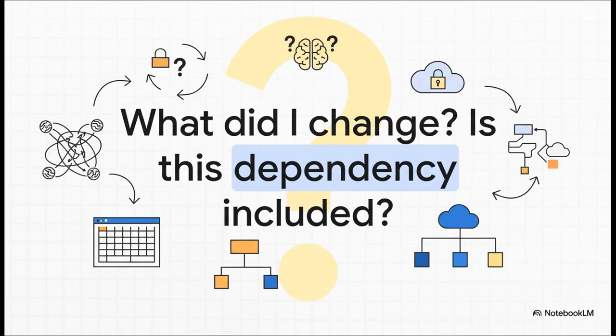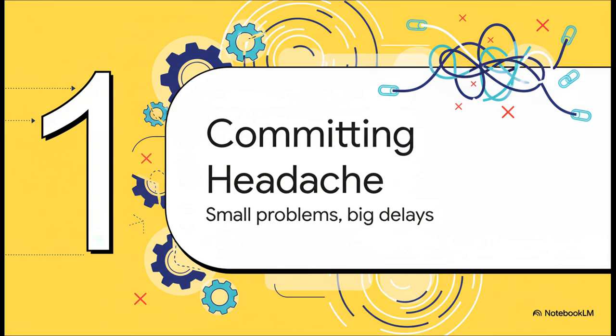I mean, does this sound familiar? You're in the zone, you're building incredible stuff, and then you have to slam on the brakes to play detective with your own work. What components did I touch? Did I remember that one dependency? It feels like you need a whole other system just to track what you're doing before you can even commit it. And that right there is the heart of the issue, what we're calling the daily committing headache.